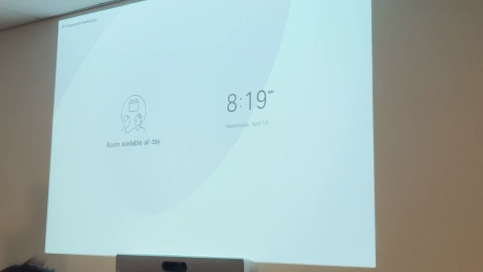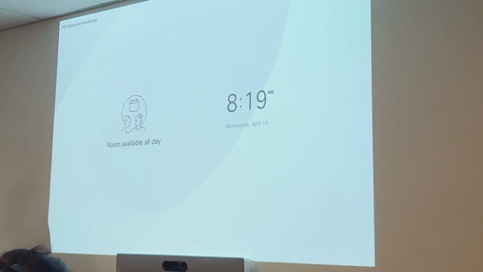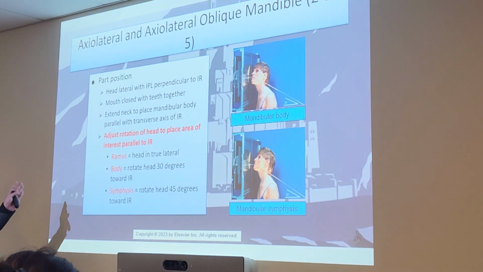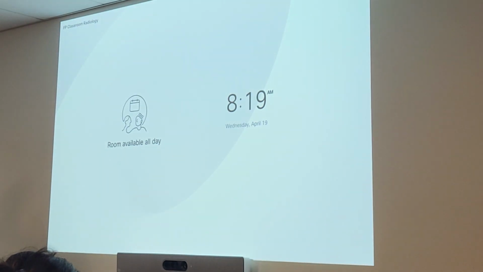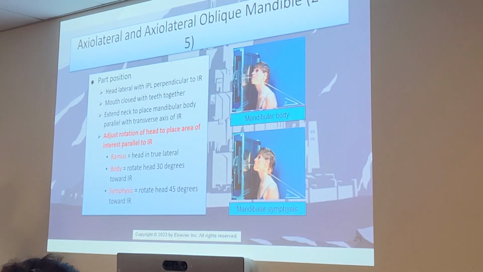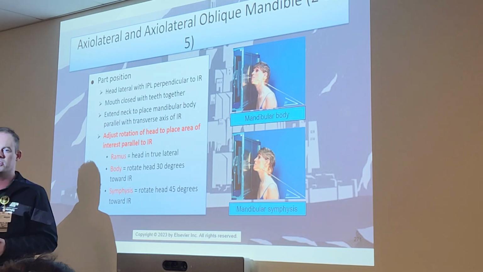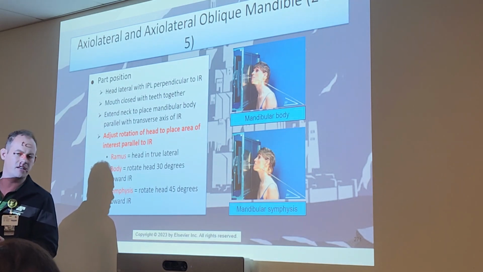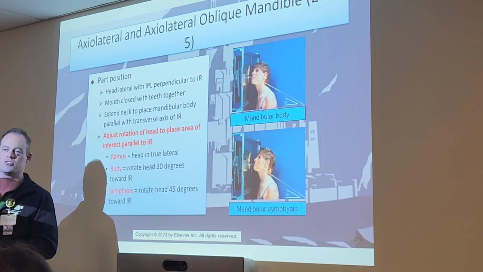That is not talking about the general survey you learned in lab, which once again is the most optimal way to do it overall. But per the curriculum, these are 3 methods depending on what area of the mandible the radiologist wants to see in particular. So ramus, head's in a true lateral. Body, rotate the head 30 degrees. Symphysis, rotate the head 45 degrees. That's towards the IR. Rotating it, not tilting, rotating. It means turning the head.